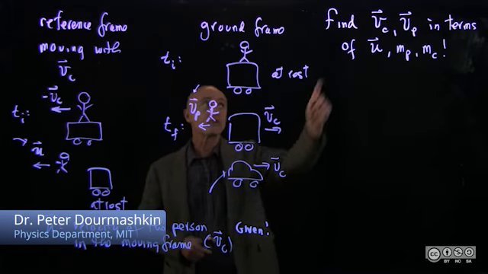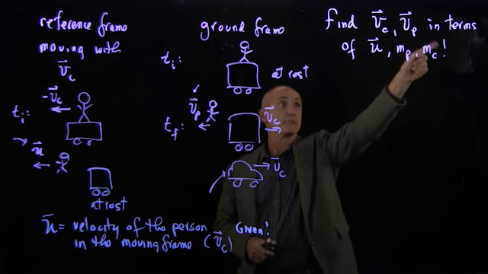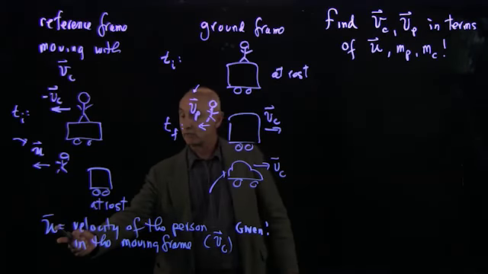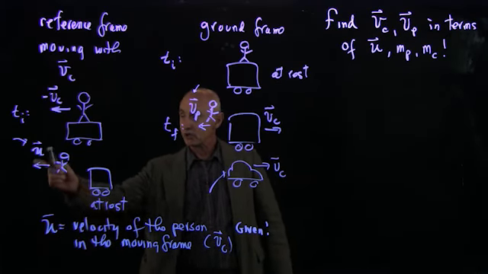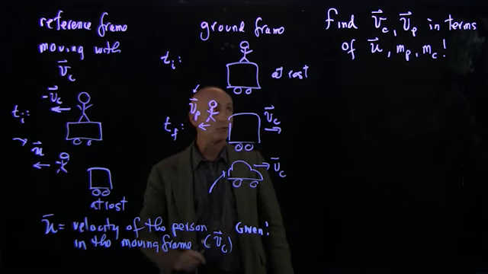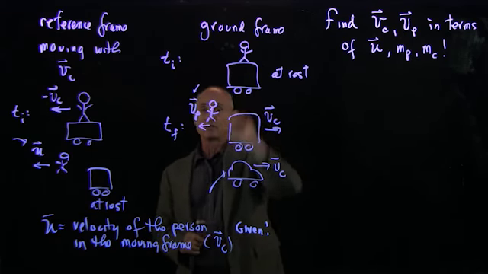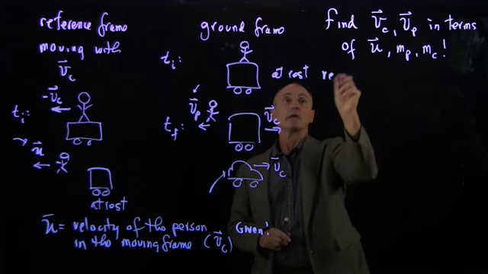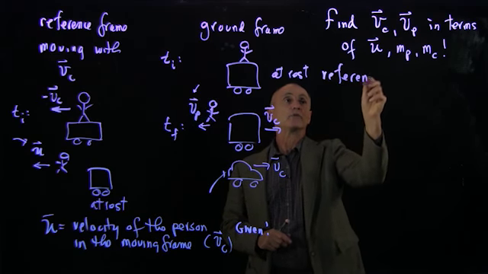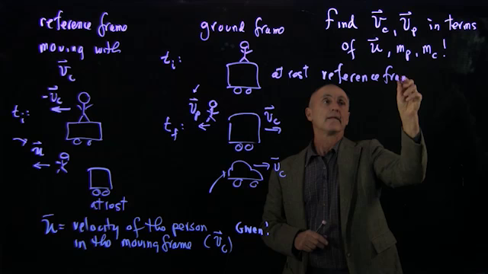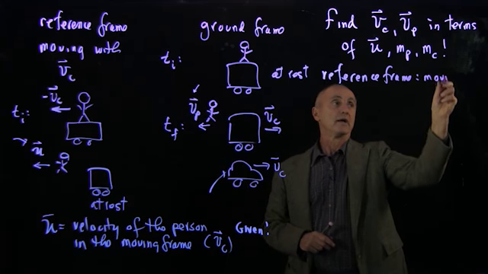So we've been trying to find the velocity of the cart and the velocity of the person in terms of the relative velocity of the person jumping in the reference frame of the moving cart, the mass of the person, and the mass of the cart. We've already solved this in the ground frame. Now I would like to solve this in which my reference frame is the moving frame.